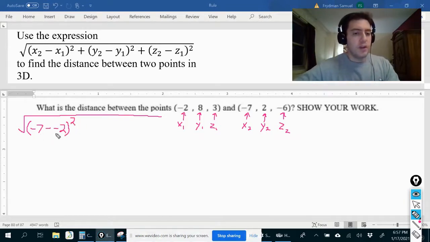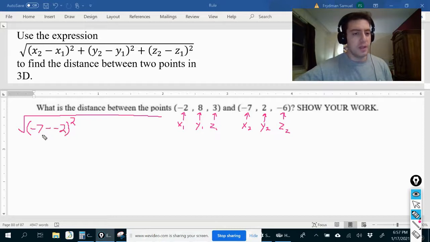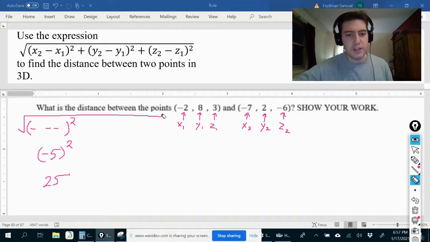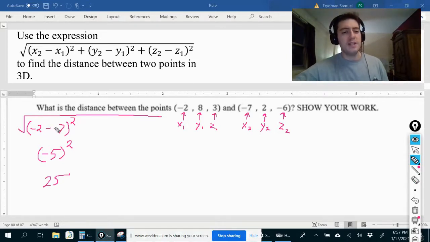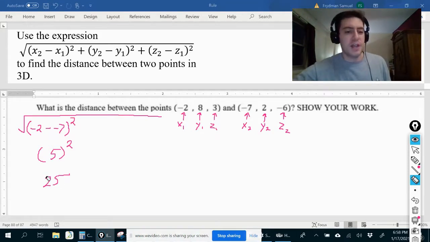Now, it actually doesn't matter which one you put first, so let me skip ahead a little bit and show you. -7 minus -2 would be -5. But if I'm squaring -5, then I have -5 times -5, which is +25. Okay, what if I had put -2 first and -7 second? Well, then I would get -2 minus -7 would be +5. But +5 squared is, again, 5 times 5, which is 25. Okay, so I get the same answer of +25 here. So because of this exponent of 2, we would have a negative times a negative, which is positive, or we would have a positive times a positive, which is positive.